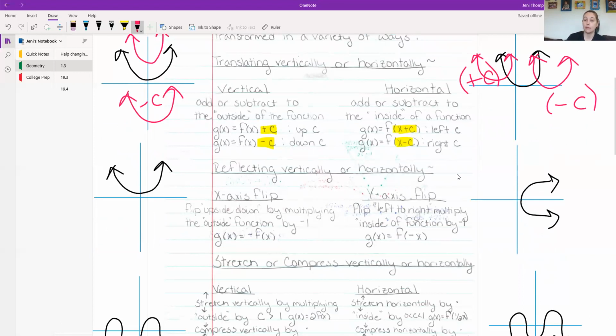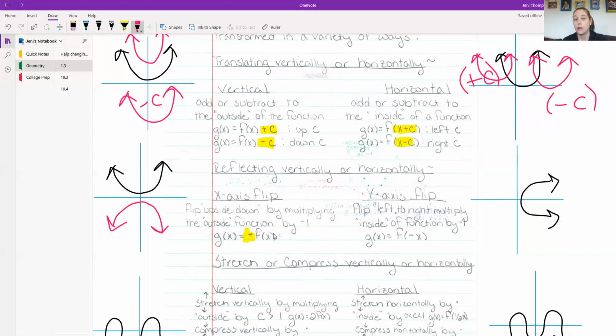Okay, so reflecting vertically or horizontally, all we do is put a negative sign in there. Depending on where that negative sign goes tells you whether you're going to be flipping across the x-axis or across the y-axis. I've got these already set up. Here's our f of x, this is our original equation. When we negate the outside of our function, that means we're reflecting across the x-axis. Here's our x right here. So when we've got a negative on the outside, we flip across that.